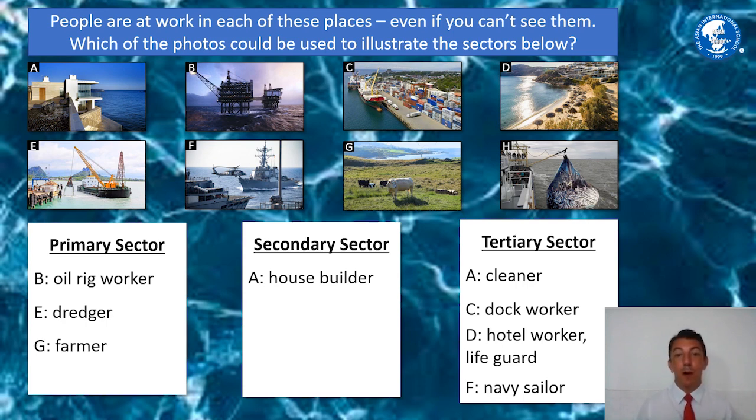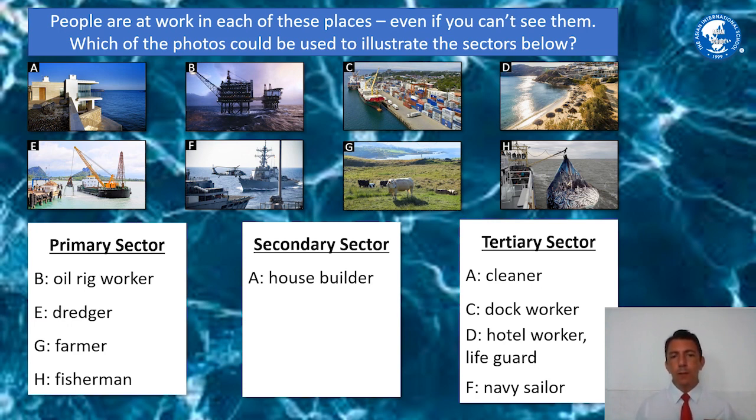Picture G, a farmer. Farmers grow crops and they raise animals. This is the primary sector. And finally, H, a fisherman is also working in the primary sector. They are gathering the fish from nature, so that is primary.